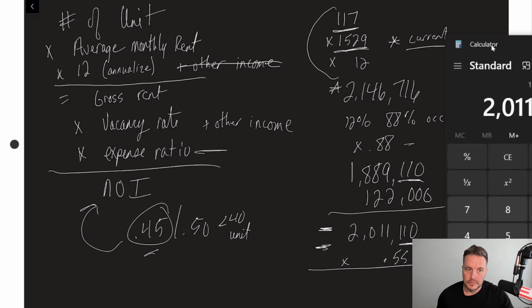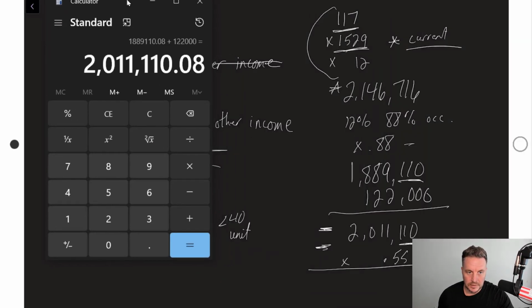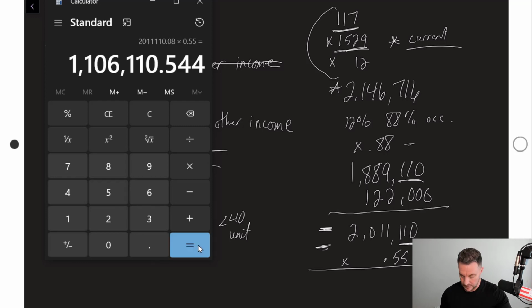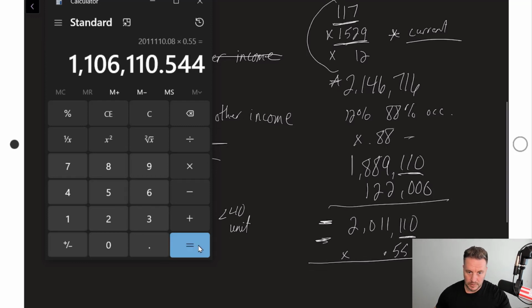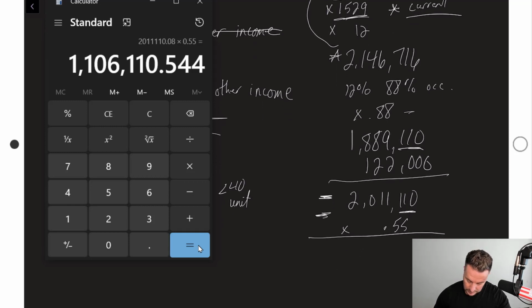I'm going through this as slowly as I can, and the repetition is going to equal certainty for you guys, but you can do this so fast. I'll show you on another one real quick after this. Okay, so now we've got the number we were looking for, which is our NOI, and that is 106. And we got 110 again.